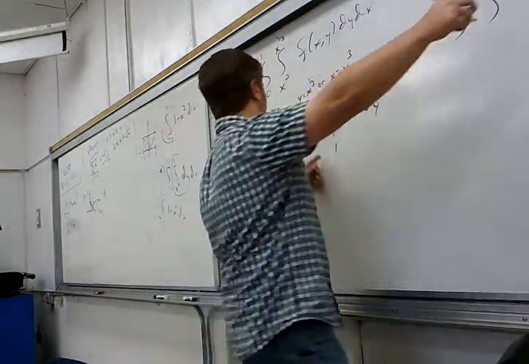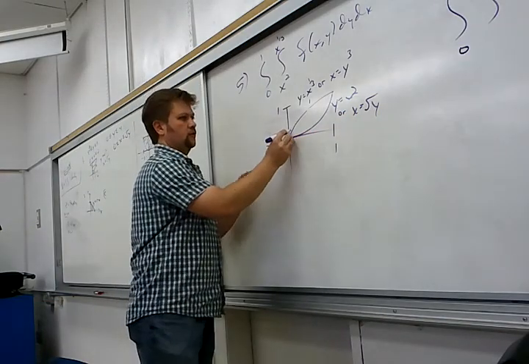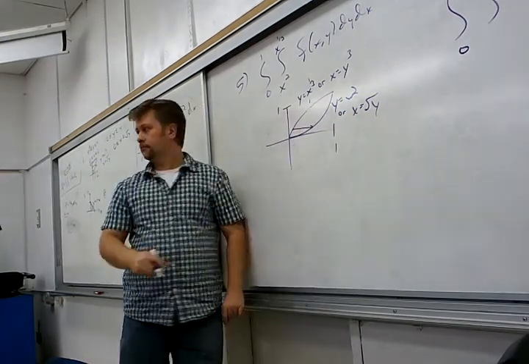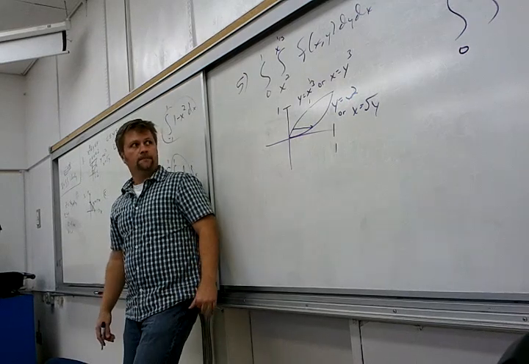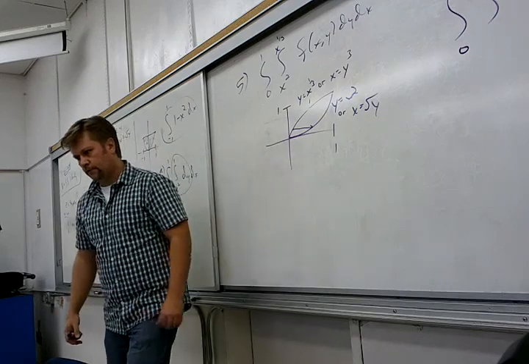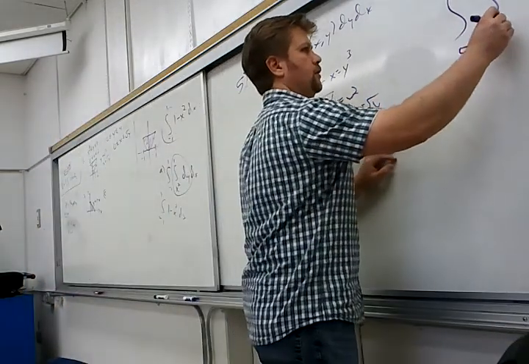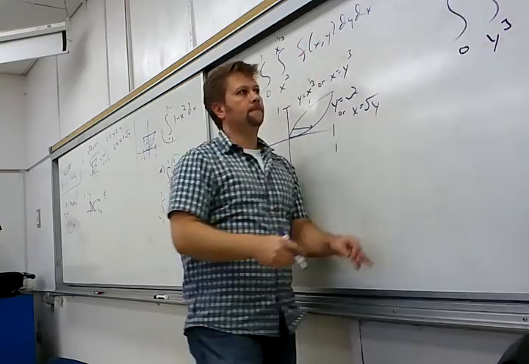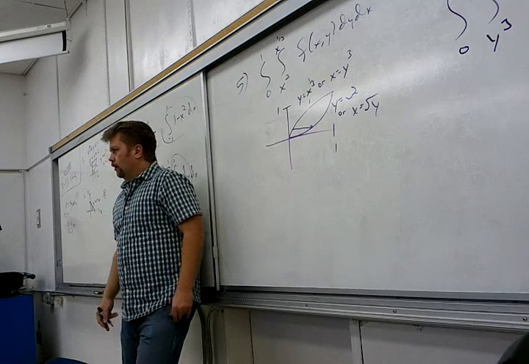So as y goes from 0 to 1, x does what? It goes from this to this, doesn't it? You can see that now, right? So x goes from, yep, exactly. X goes from y cubed to square root of y. Do you guys see that?